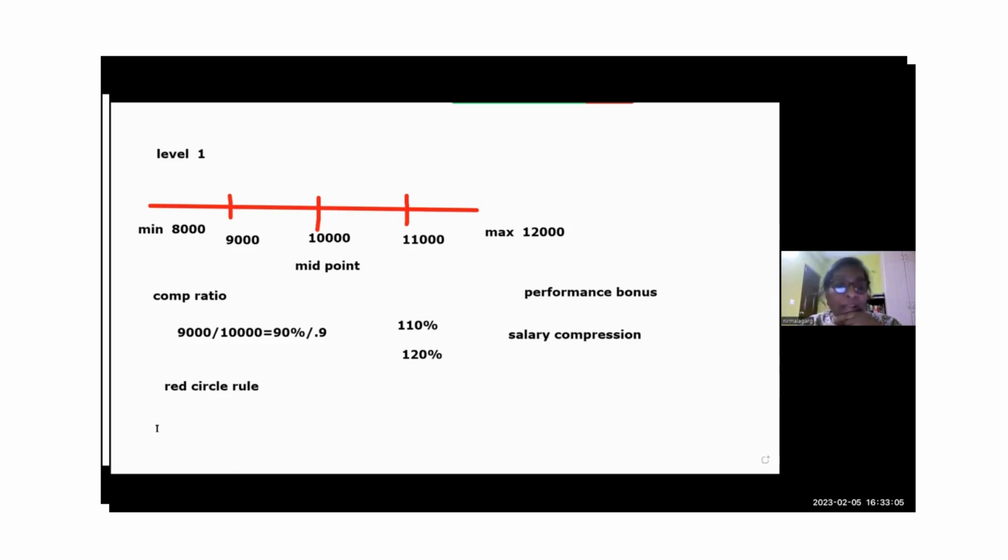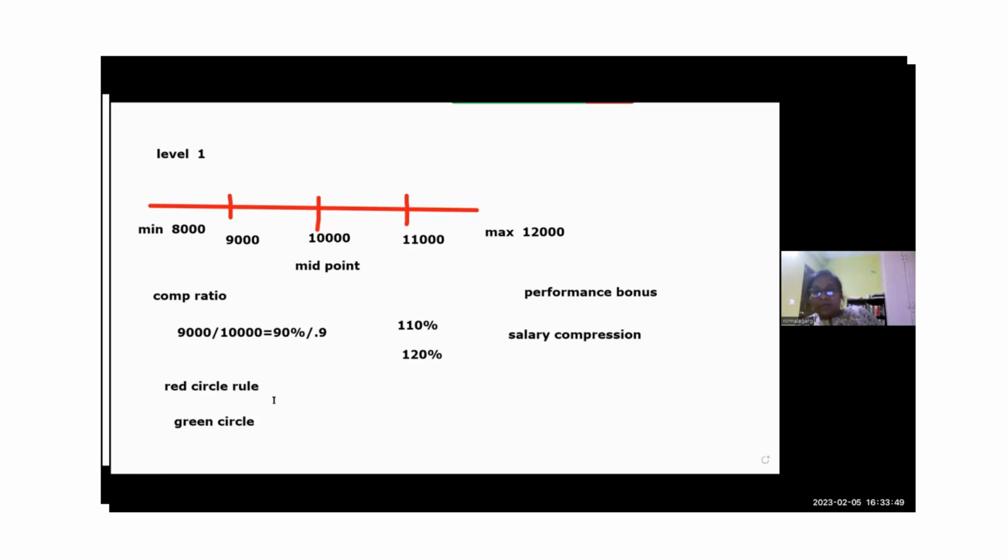Okay. Now the green circle rule is that you cannot reduce the salary of a person you are hiring at a particular grade. You have to begin him with the minimum of the salary which is there as per the grade. This is called green circle. That means you cannot reduce the salary, you have to start him at the minimum salary. Most of the organizations don't follow these rules. But if you have a salary structure, you'll have to stick by your red circle rule and green circle rule.